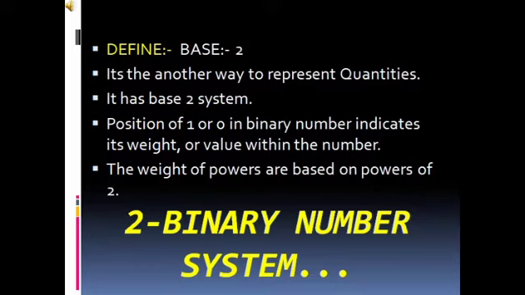Next we have the binary number system. It has a base 2 and it is another way to represent quantities. In this case, the position of 1 or 0 indicates the weight or the value within the number. Here also the weights are based on powers of 2. Like in the case of the decimal number, it was 10 to the power 0 and so on. Similarly, in the binary number system, it would be 2 to the power 0 plus 2 to the power 1. Same positive whole powers. Now let's move on.